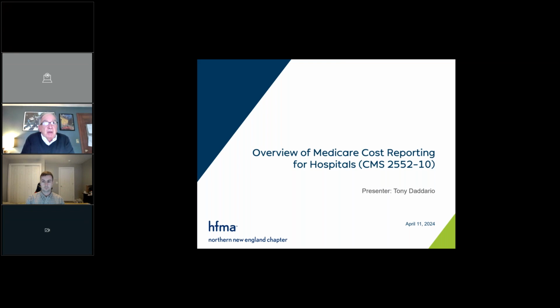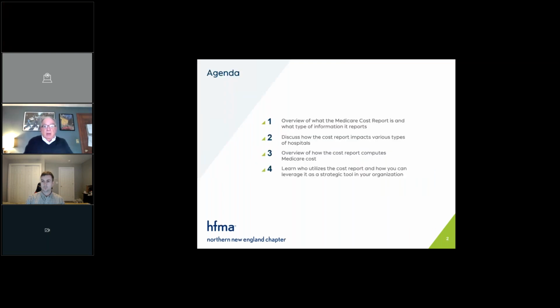As Greg mentioned, this is just an overview of Medicare cost reporting, and as the series continues, we're going to get into greater detail of the cost report. So with that said, we can get started.